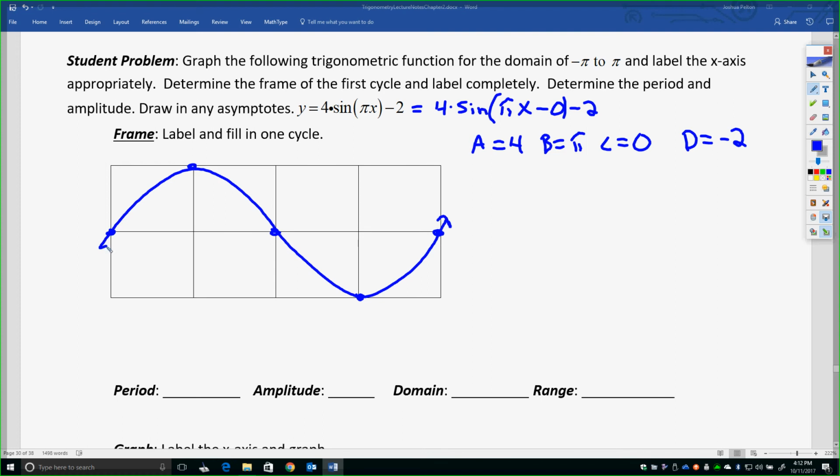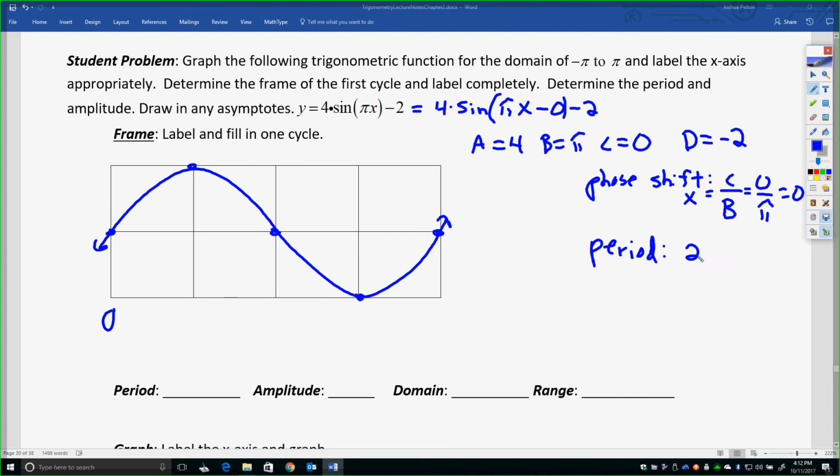So now we just need to get our axes numbers. So we'll start with a phase shift. So phase shift, that's going to be c over b as our x value, but our c is 0. It doesn't really matter what the b is in this case because it's going to be 0. So we don't phase shift, we just start our graph at 0. So we figured our period now. So period, excuse me, 2 pi over b, or 2 pi over pi leaves us with a 2. So that means this distance from 0 to 2 later ends at 2.